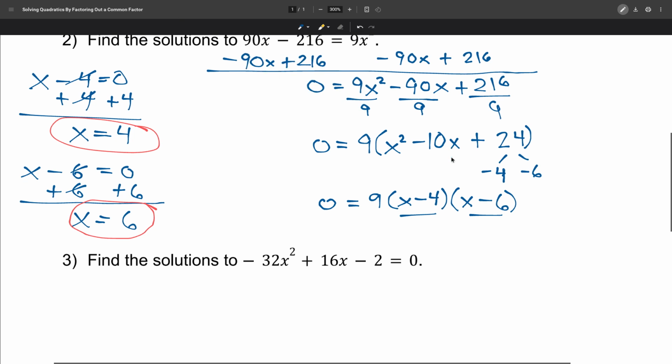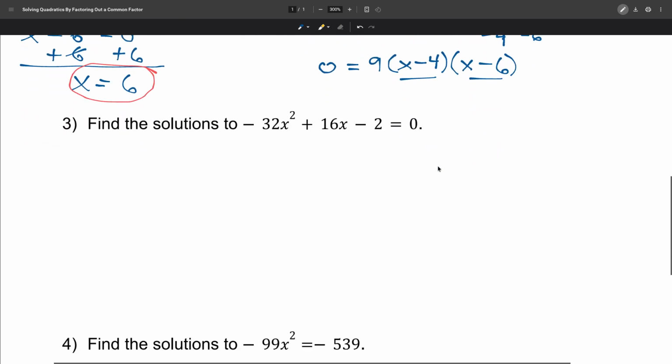All right, let's keep going. Next one, we're going to find the solutions to negative 32x squared plus 16x minus 2 equal to 0. So this one, I don't want to divide negative 32 out, but I could divide out a negative 2. And let's see where that gets me.